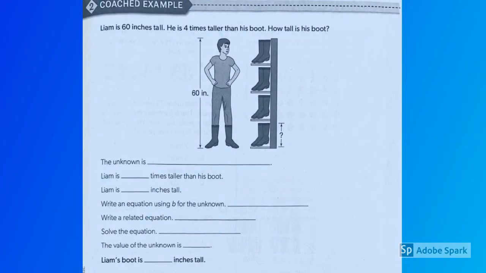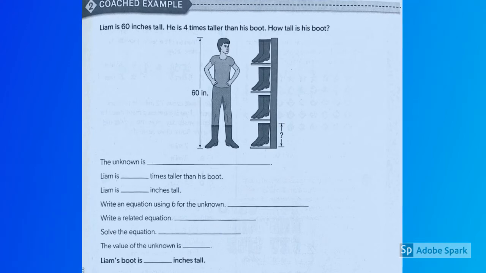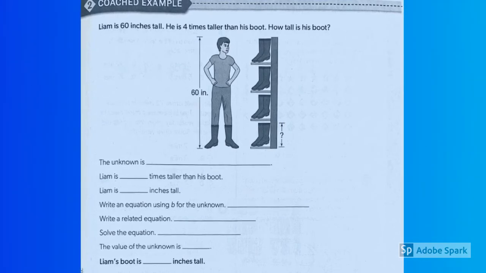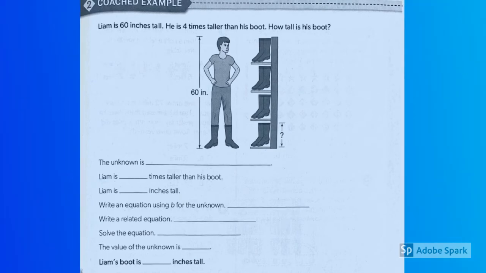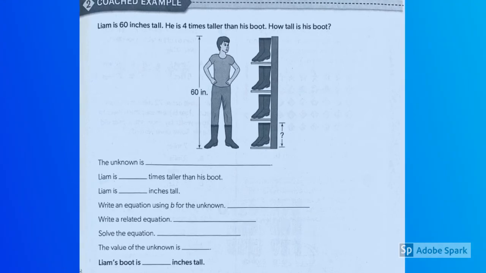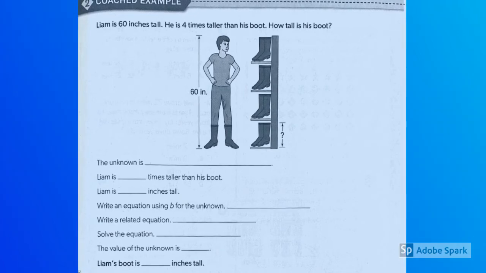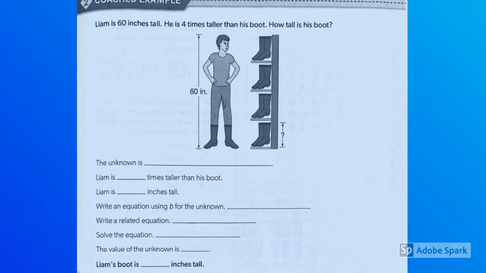Turn to page 19. You'll see the coached example. You're going to go through this and try to solve it by taking the same exact steps we just took together. I'll read the question. Liam is 60 inches tall. He is 4 times taller than his boot. How tall is his boot? Pause the video and try to solve this before moving on.